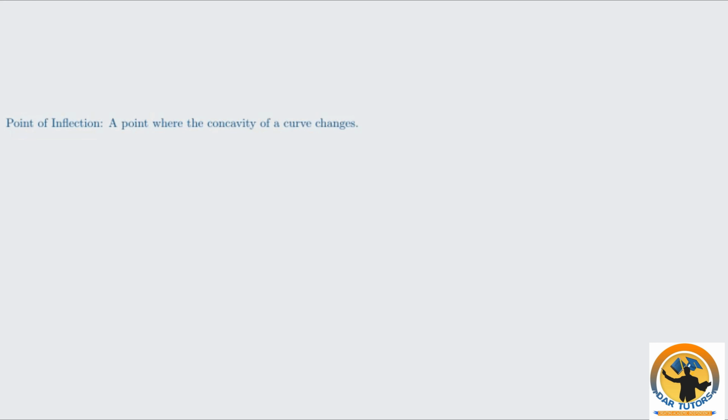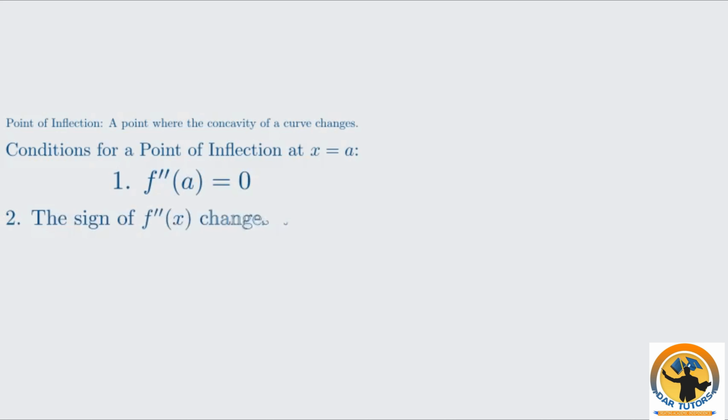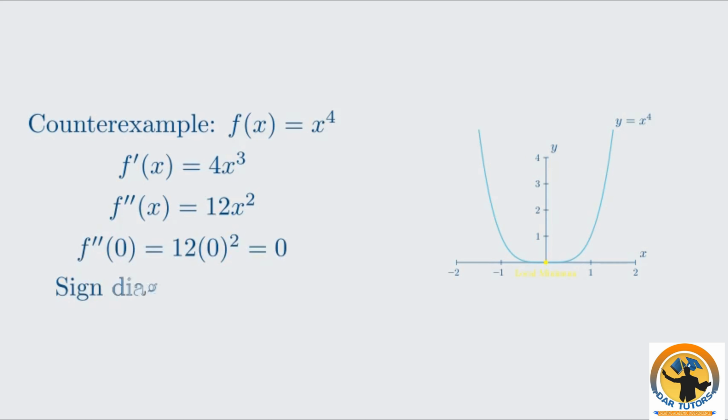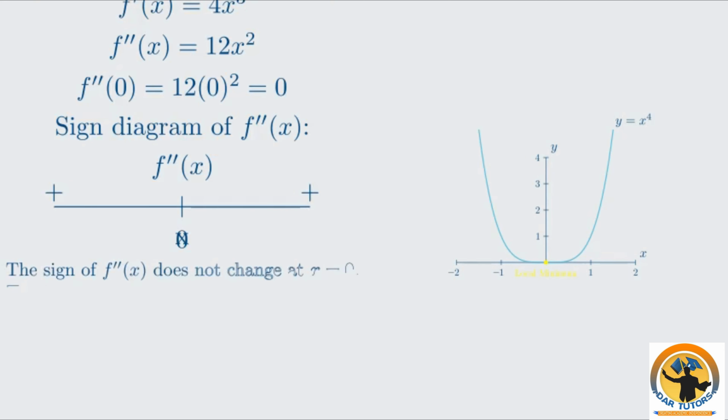Mathematically, a point of inflection occurs at x equals a if two conditions are met. First, the second derivative at that point must be 0. Second, the sign of the second derivative must change as we pass through x equals a. This change in sign is what indicates the change in concavity. It's important to note that f double prime of a equals 0 is a necessary condition, but not sufficient. The sign must change.